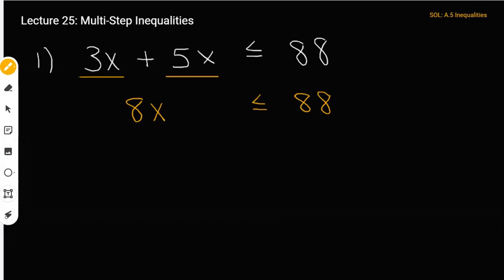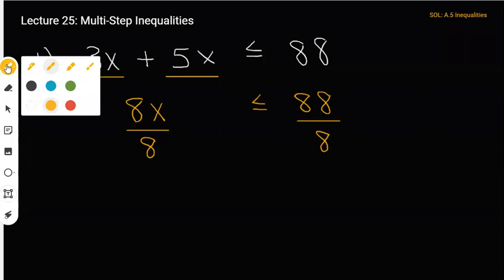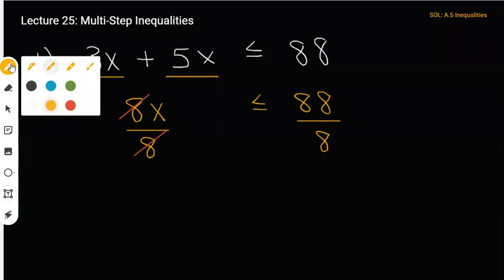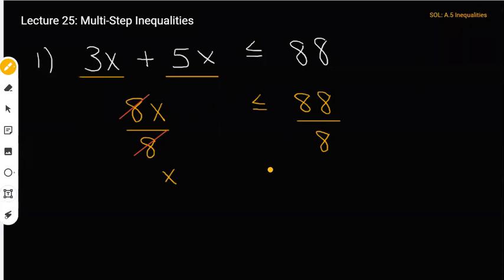Okay, so now I've got 8x is less than or equal to 88. I want to get the x by itself, so I need to do what to both sides? Divide by 8. Yep. So when I do that, the 8's are going to cancel out on this side, leaving me with just an x. I have my less than or equal to symbol. I'm going to bring that down. And then what's 88 divided by 8? 11. Yep. So that's going to be my answer. X is less than or equal to 11.